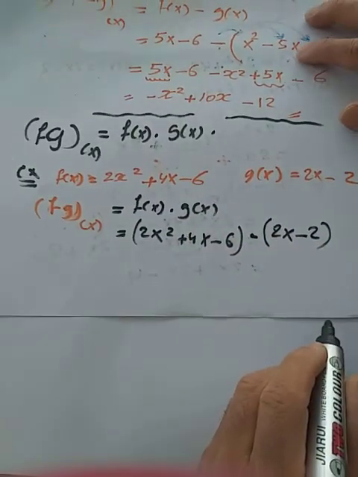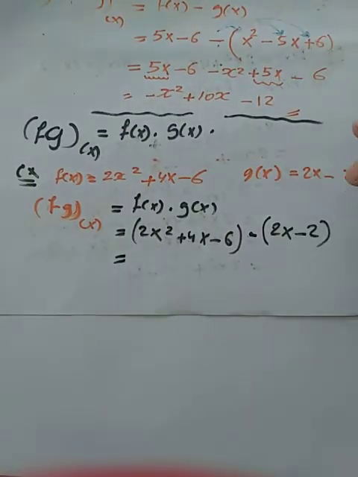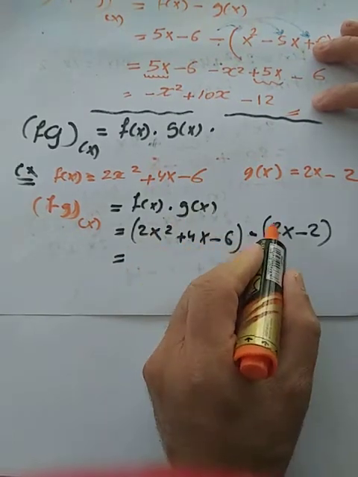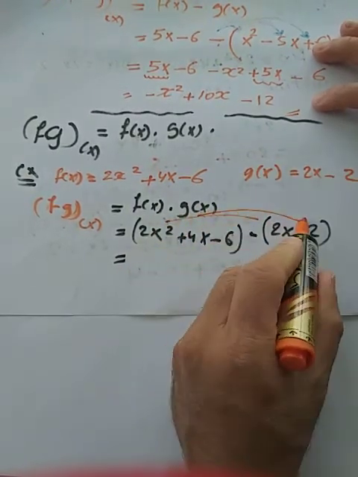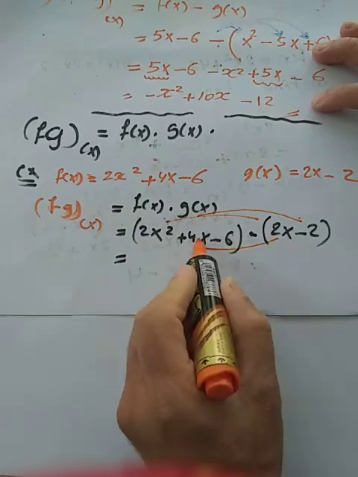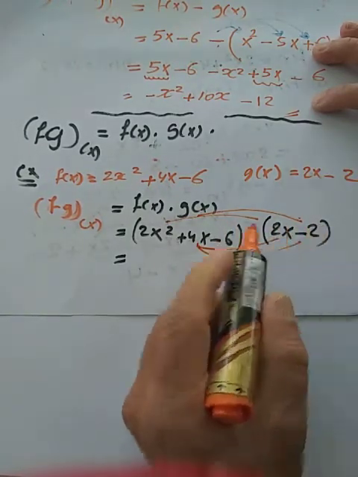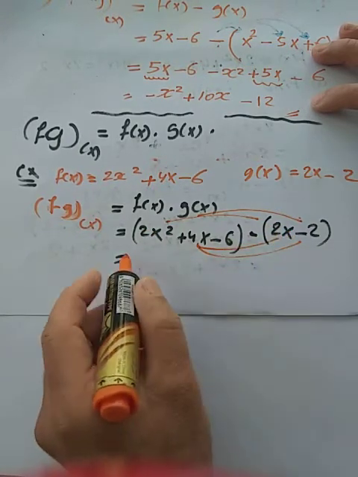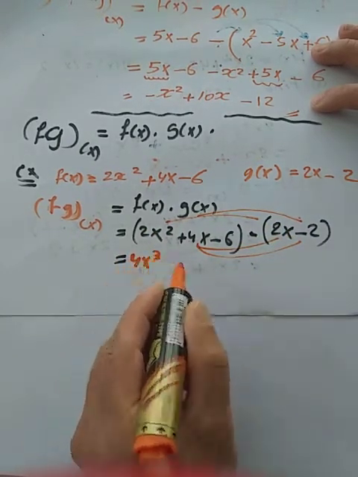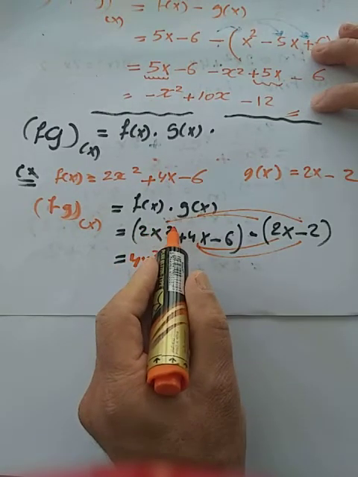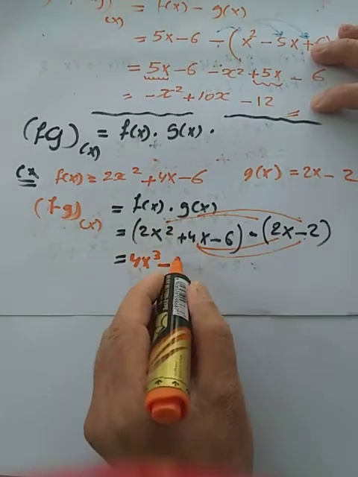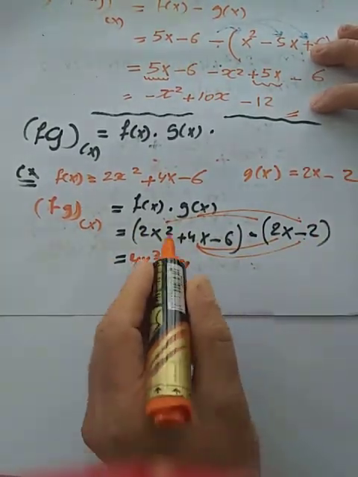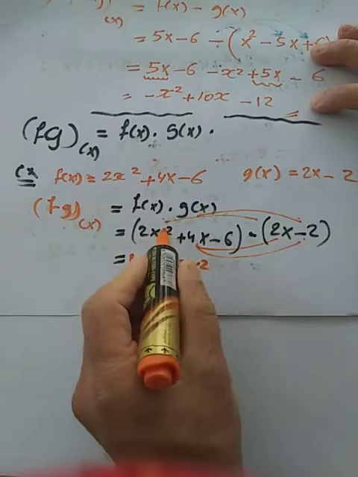Now multiplication, simplify now. How you can simplify? By multiply this one by this one, this one by this one, and third one also. 2x squared times 2x, 4x to power 3. 2x squared minus 2x minus 2 times 2, 4, 4x squared. This is done.